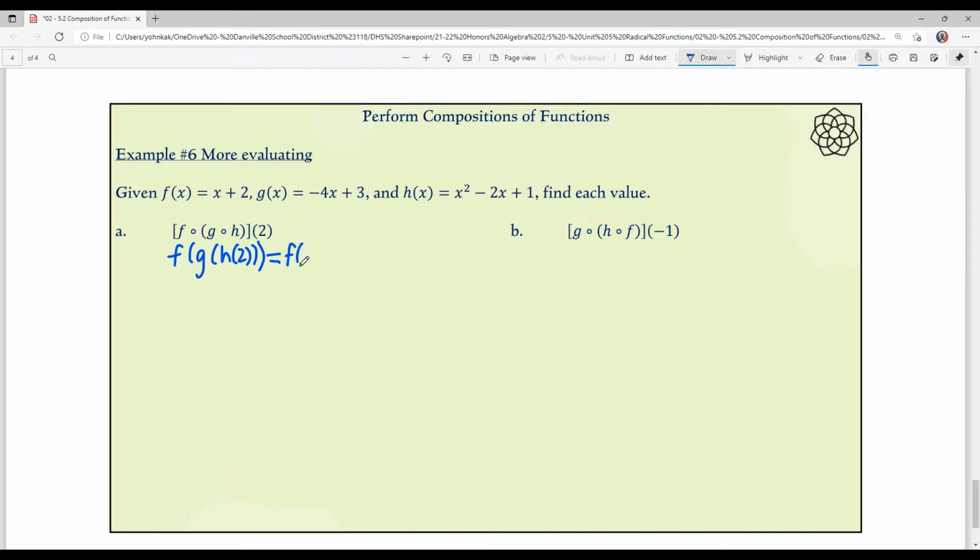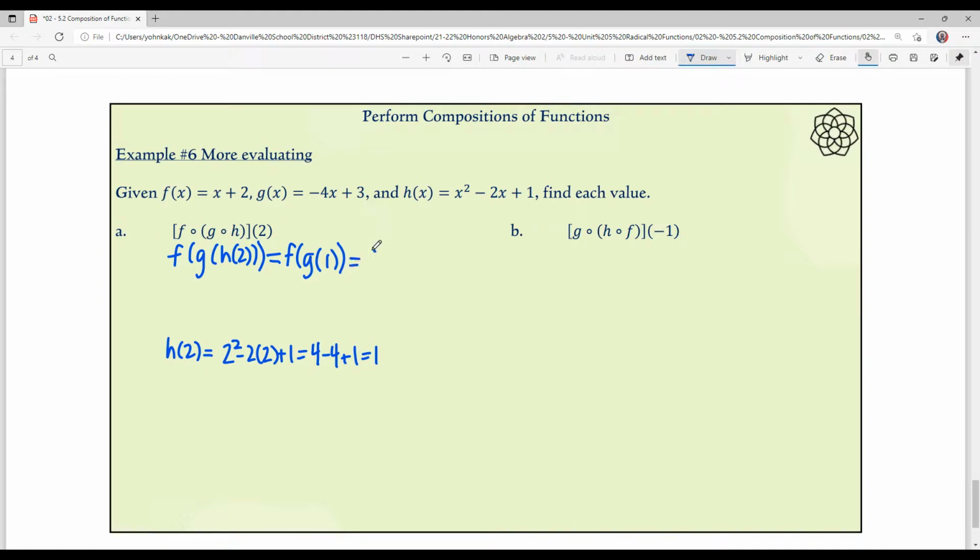So leave the f alone, leave the g alone, and we have to find h of 2. So that means go to the h function, and instead of writing x, we're going to write a 2. So 2 squared minus 2 times 2 plus 1. So that's 4 minus 4 plus 1, that's 1. So we're finding f of g of 1.